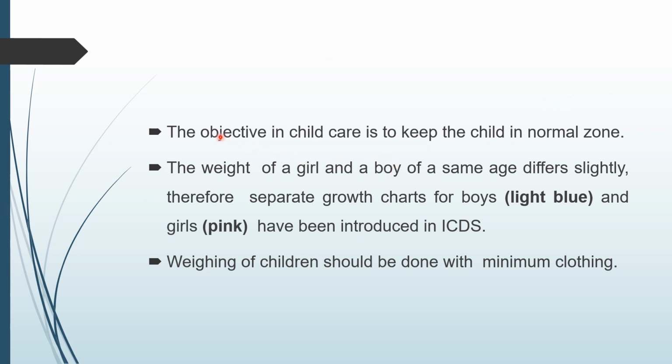So as you have seen in previous slides, we have two different growth charts. The light blue is meant for boys and the pink for girls. The reason is that the weight of a girl and a boy of the same age differs slightly. Therefore, we have two different types of growth chart that we commonly use in ICDS. Weighing of children should be done with minimum clothing. That is very important to weigh appropriately.